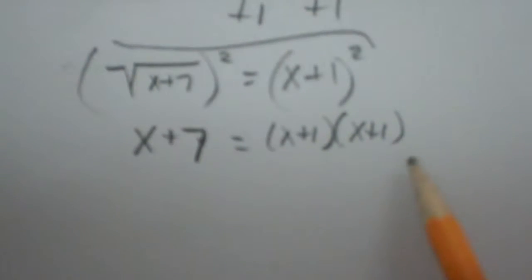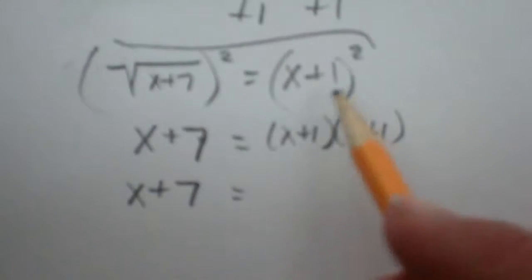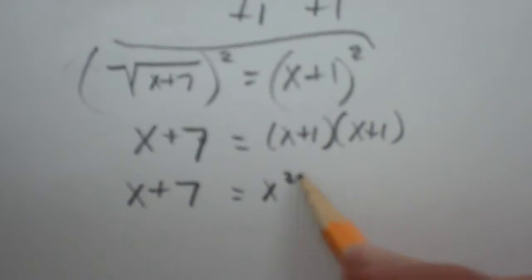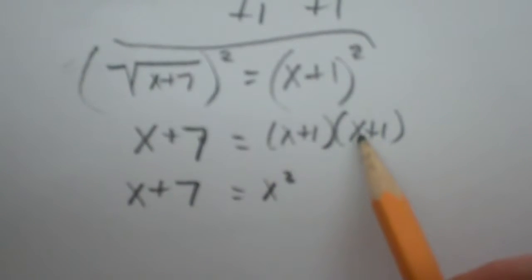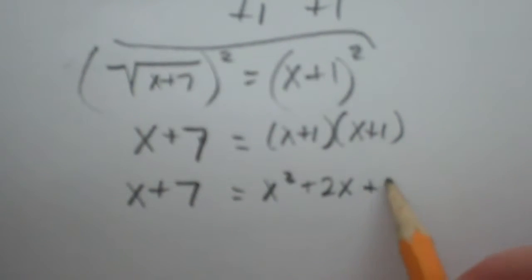Let's go ahead and use the distributive property to see what we get. I'm just going to bring down this x plus 7 equals x times x is x squared. X times 1 will be 1x, and then 1 times x will be another 1x. Altogether that gives us 2x, right? If you don't see this, make sure you do it on your own. And then 1 times 1 is 1.